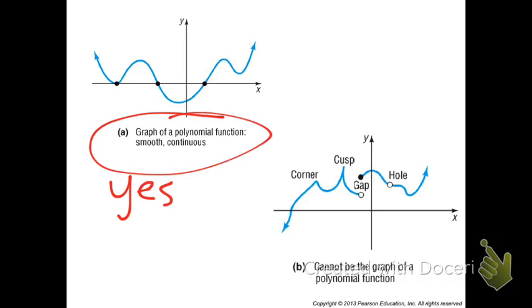And this would be no. You could clearly see, if you understand polynomials, we have sharp points and we have a cusp here. We have an opening, a gap. That would mean the domain is not all real. Well, we can still have a gap and have a domain of all real numbers, but again, the smoothness of the curve is what we need to have a polynomial function.